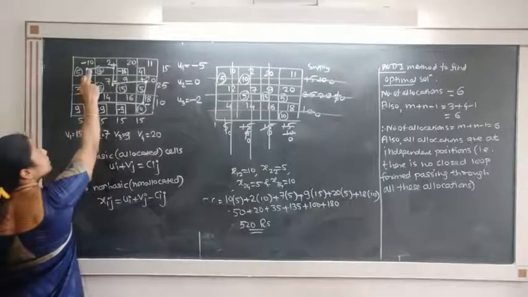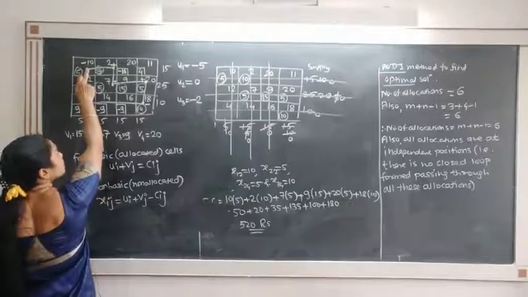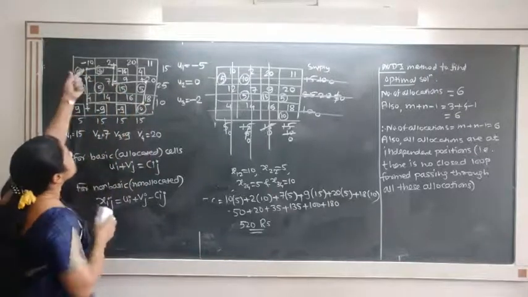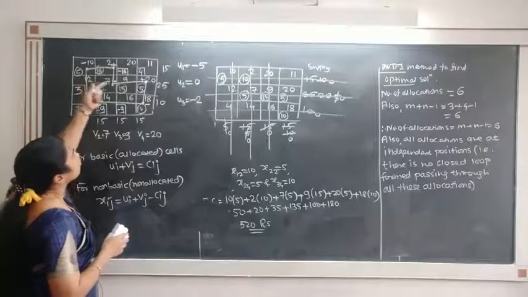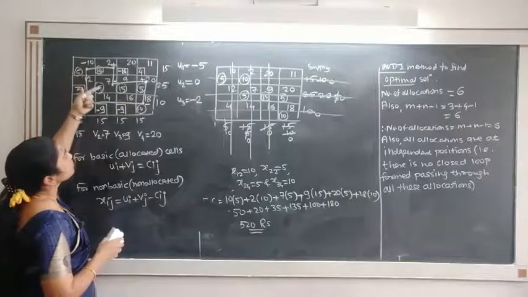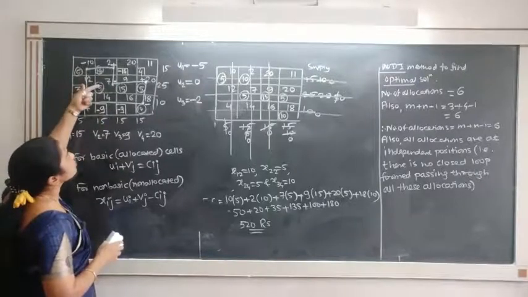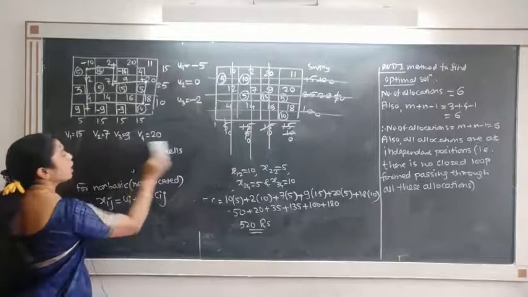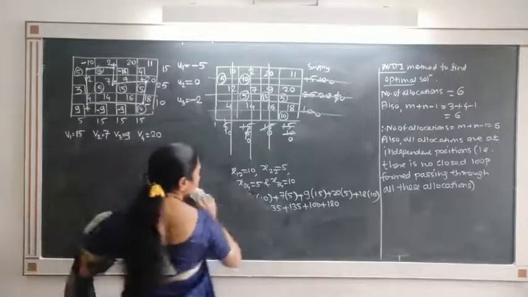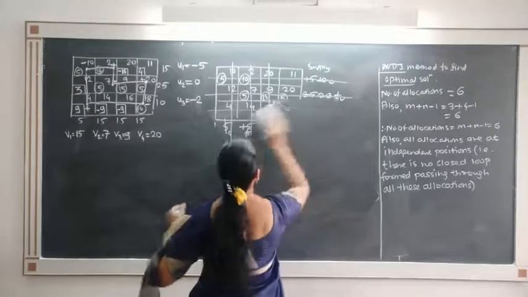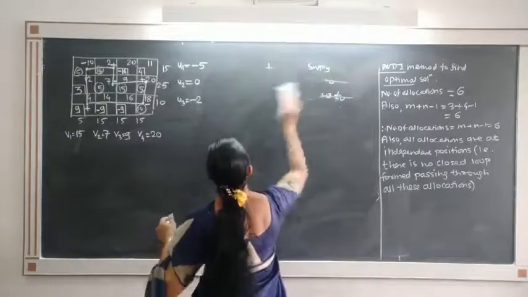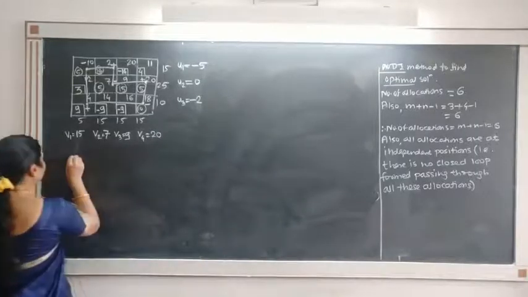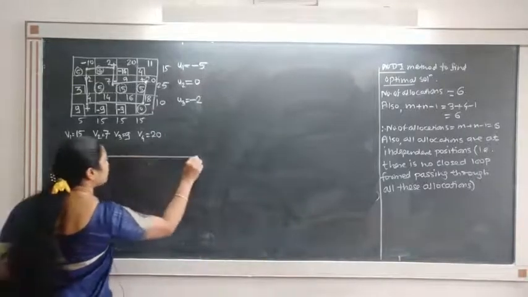Among the minus signs, see these cells having minus sign. This cell and this cell. Three cells have minus sign. Among these minus signs, what you have to find? The smallest allocation. And the smallest allocation among these minus signs is 5. Therefore, we have to subtract 5 where there is minus sign and add 5 where there is plus sign. We get the next table.